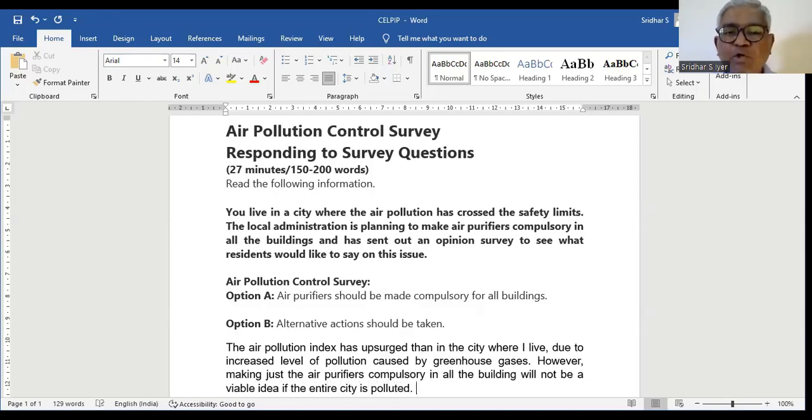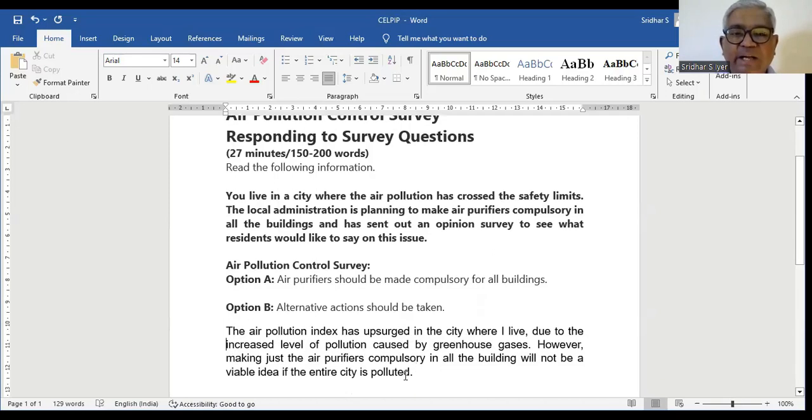All right, the air pollution index has upsurged in the city where I live. Because I was supposed to give in the past, so I've changed it to where I live. All right. The air pollution index has upsurged in the city where I live due to the increased level of pollution caused by greenhouse gases. However, making just the air purifiers compulsory in all the buildings will not be a viable idea if the entire city is polluted.